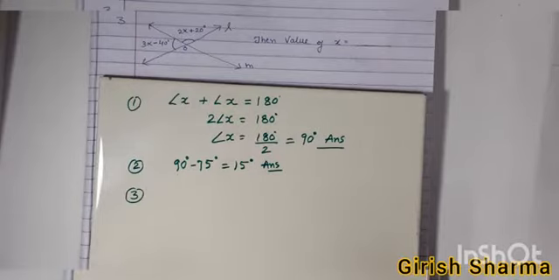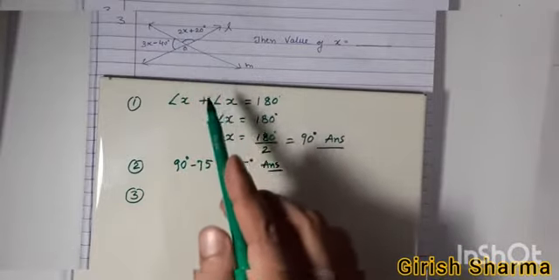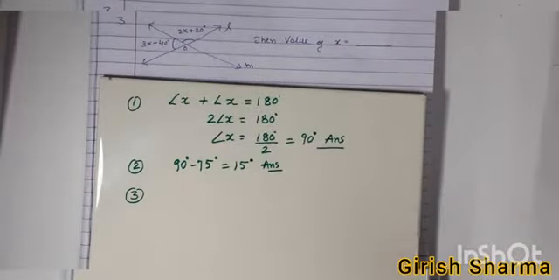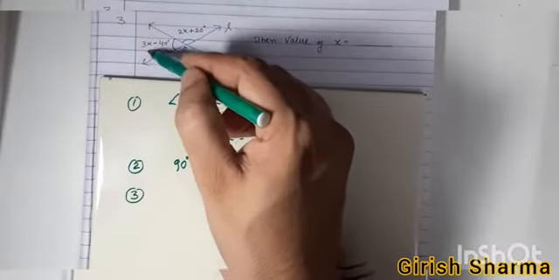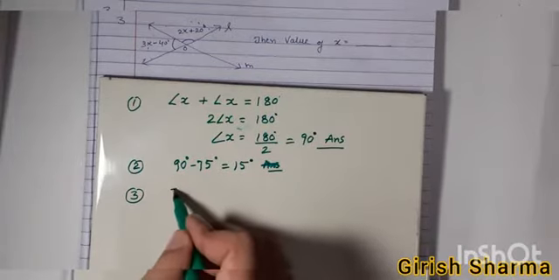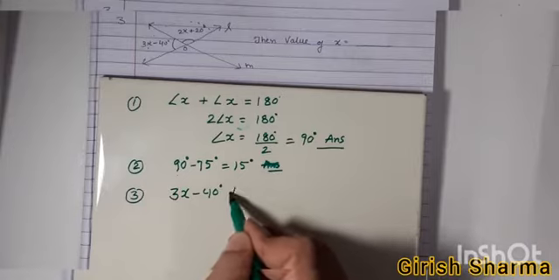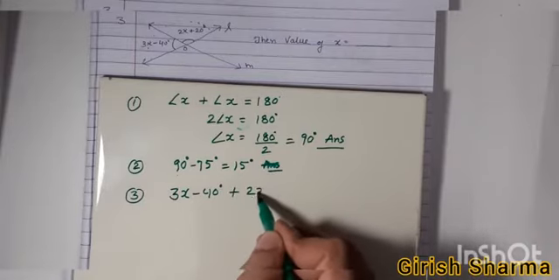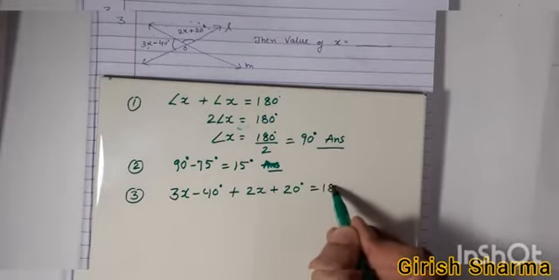Yes, question number 3. Just you see two lines are there which intersect each other. These two lines L and M. Angles are given by 2x plus 20 degree and 3x minus 40 degree. Just you see this is one line, so this will be your linear pair. Okay. So what we can write? 3x minus 40 degree plus 2x plus 20 degree is equal to 180 degree.